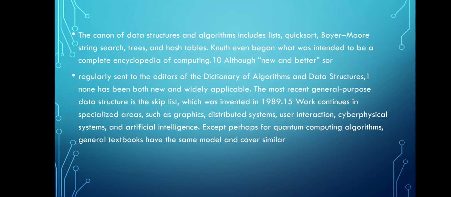Knuth's encyclopedia was intended to be complete, and new entries are regularly sent to the editors of the Dictionary of Algorithms and Data Structures. None has been both new and widely applicable. The most recent general purpose data structure is the skip list, which was invented in 1989. Work continues in specialized areas such as graphics, distributed systems, user interaction, cyber physical systems, and artificial intelligence.